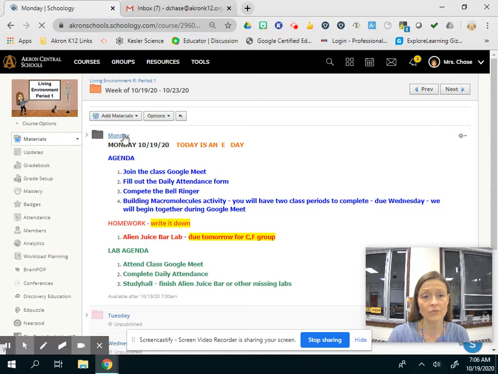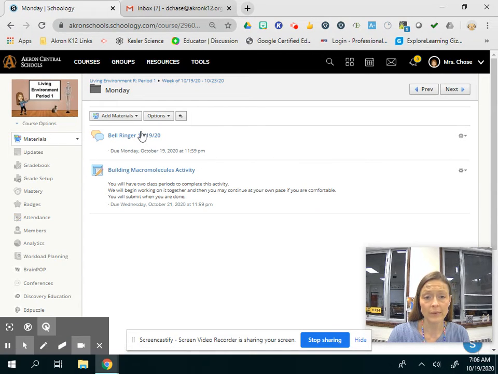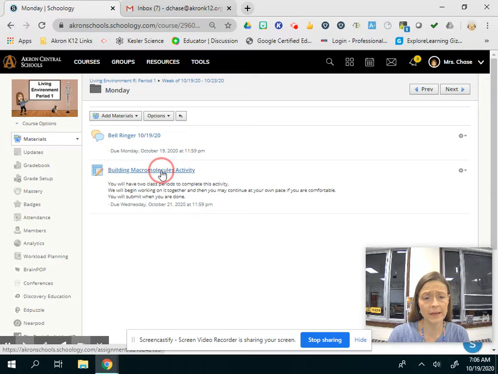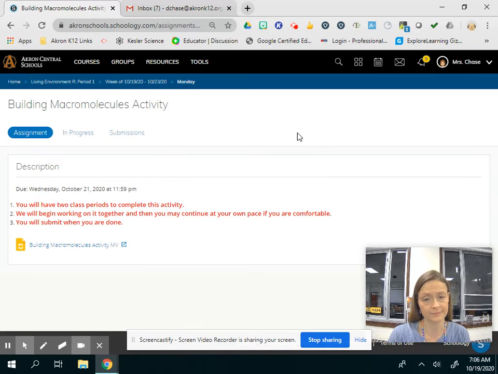Let's go inside this folder. You've got your bell ringer, and then the building macromolecules activity. So it is due Wednesday. You're going to have 2 class periods to complete it. We will start working on it together, and then you can continue at your own pace, and then submit when you're done. So remember, you're clicking the My Document button.